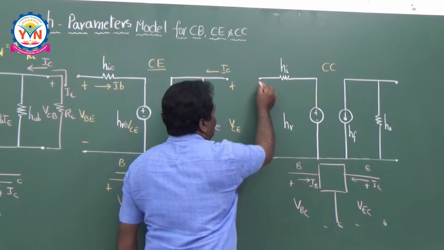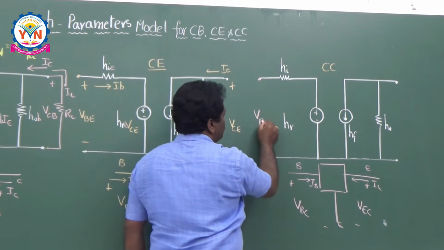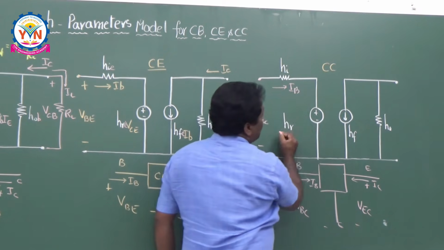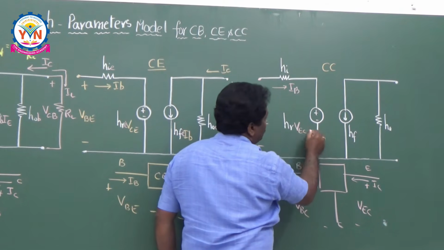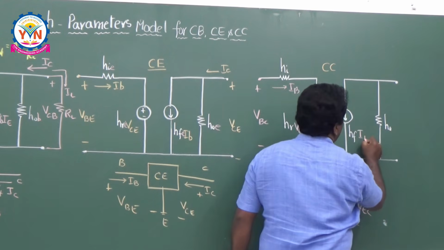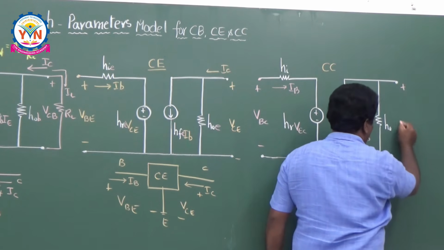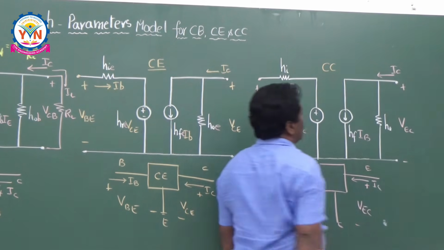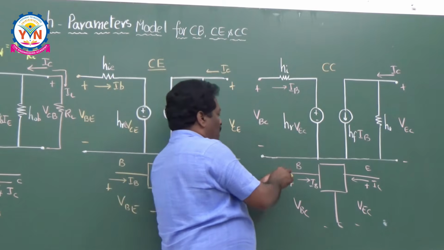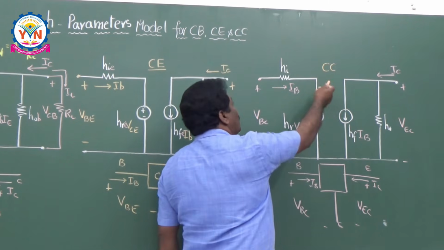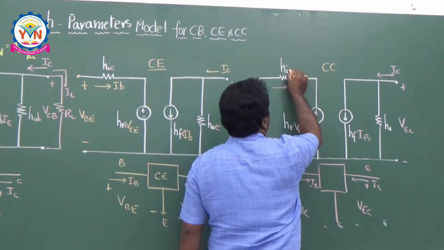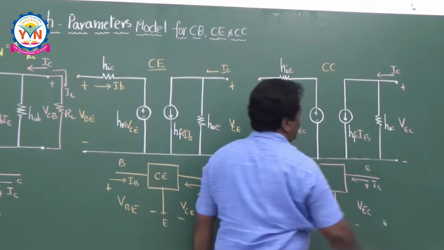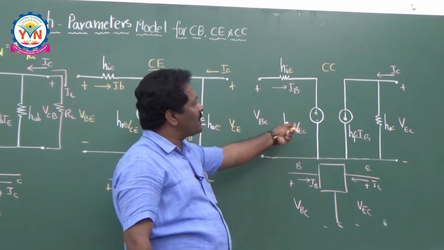Simple. So, what is the input voltage here? The input voltage is VBC. This is plus and minus, and the input current is IB, HR times output voltage, HR into VEC, and HF times input current, HF times IB, and the output voltage is VEC. The output current is here, this is IC. So, exactly, in order to convert into the common collector configuration, the H parameters also can be converted: HIC, HRC, HFC, and HOC. So, this is the model for the common collector configuration.